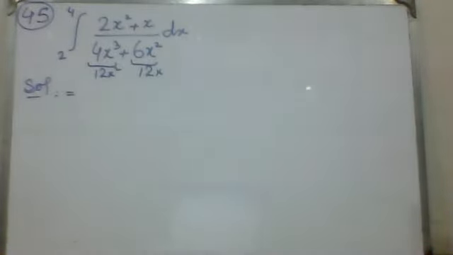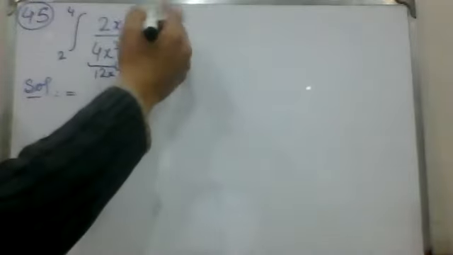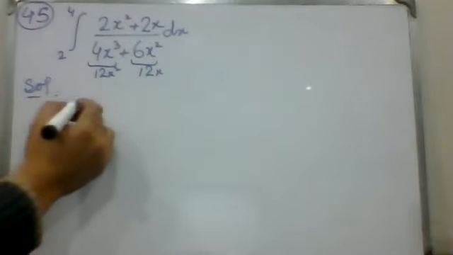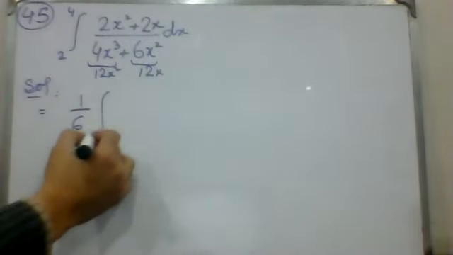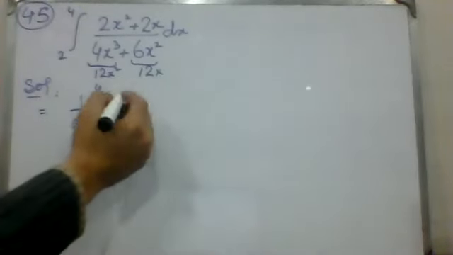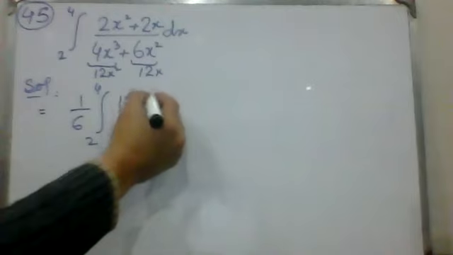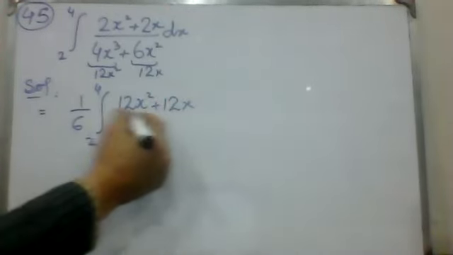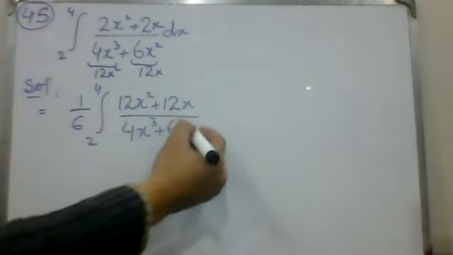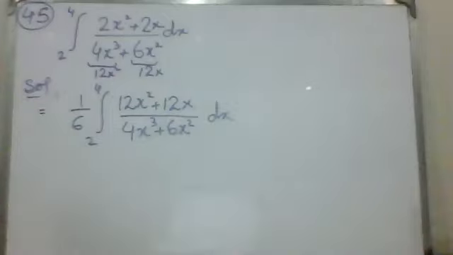If we multiply with 6, still the condition is left. हमारे पास फिर भी एक टर्म रहती है जिसको हमें सॉल्व करना होगा. So here it must be written as 2x. Okay, so now next, अब सॉल्व करें इसको. Here 1 by 6, 2 to 4, 2x square, sorry, 6 is multiplied with that term, so that is 12x square plus 12x divided by 4x की power 3 plus 6x square dx.